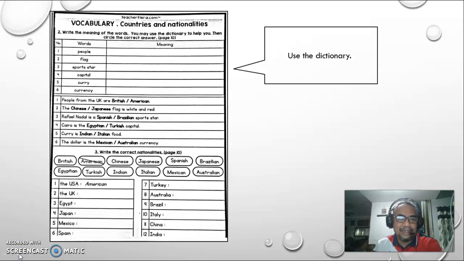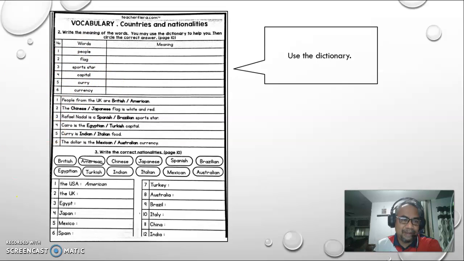These words you need to look up in your dictionary: the meaning of the words people, flag, sport, star, capital, currency. Use your dictionary. And then this one you have to circle.